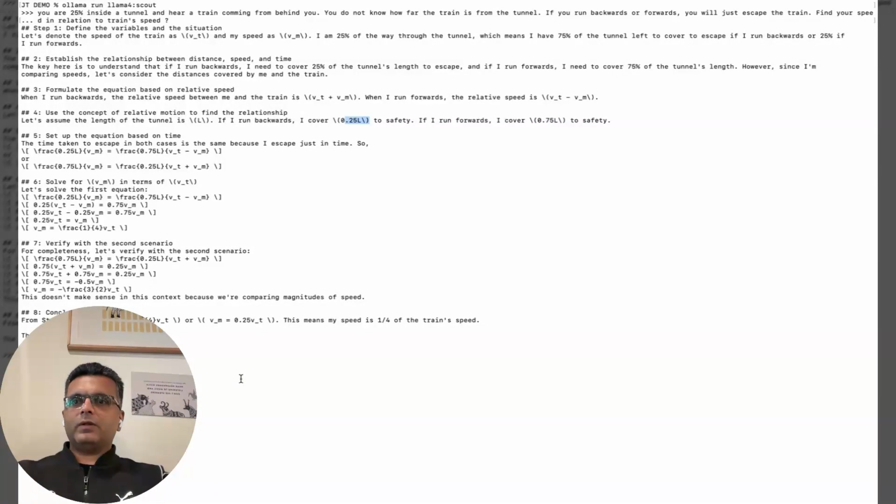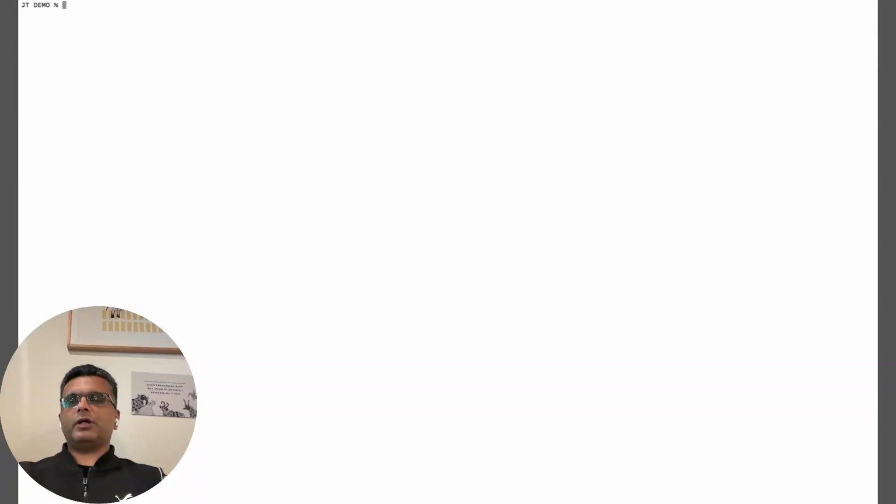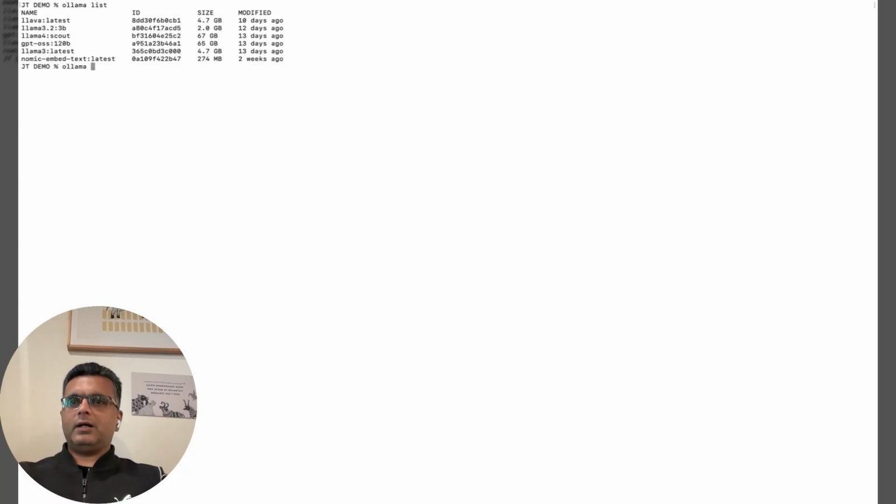But in the interest of time, I want to quickly just do this in the context of GPT OSS. So let me just list it. Ollama run GPT OSS, the 120 billion. Okay, and again I start.